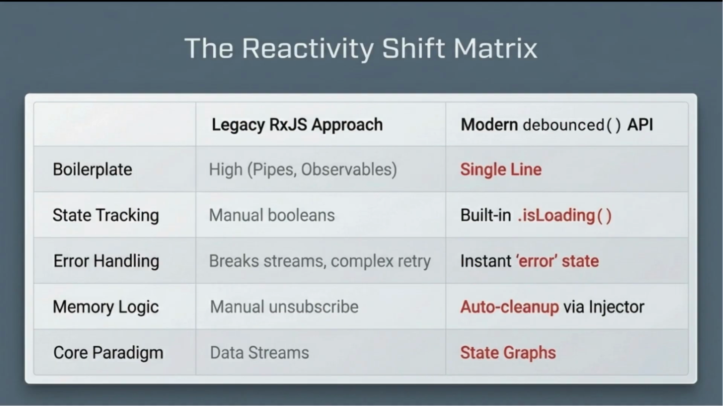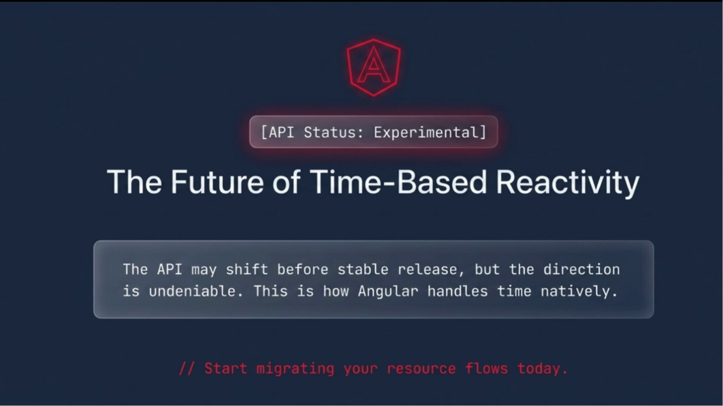Now let's recap what debounced actually gives you. A single line to debounce any signal, with no RxJS required. Debounced returns a resource, so you get the loading, value, and status functions for free. It supports a custom wait function, as I already described, for adaptive debounce logic. By default, built-in equality checking prevents unnecessary triggers. There is automatic cleanup, no subscriptions and no ngOnDestroy. One thing to be aware of is that this is still marked as experimental in Angular 22. The API may shift before it's stable, but the direction is clear. This is how Angular wants you to handle time-based reactivity going forward.